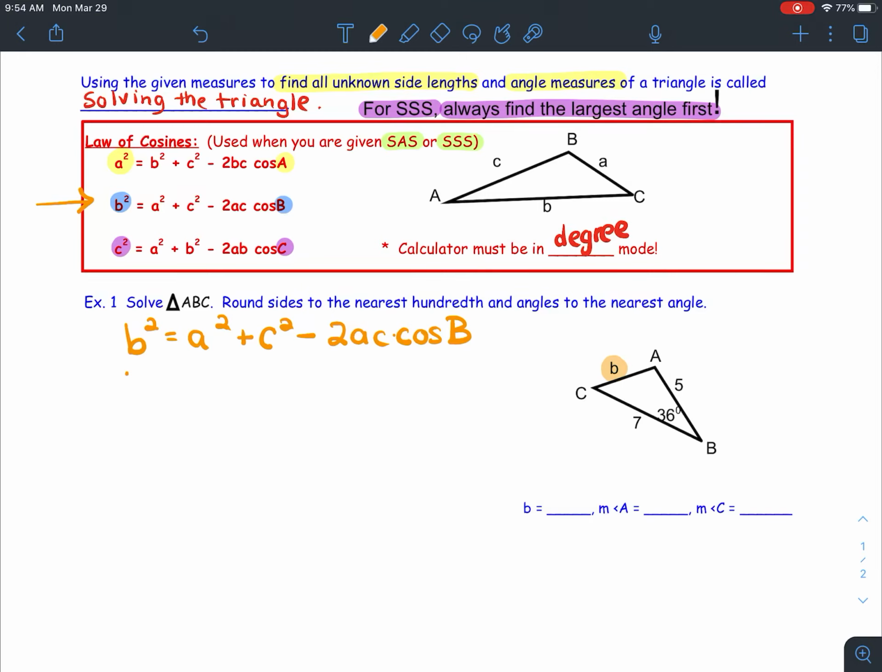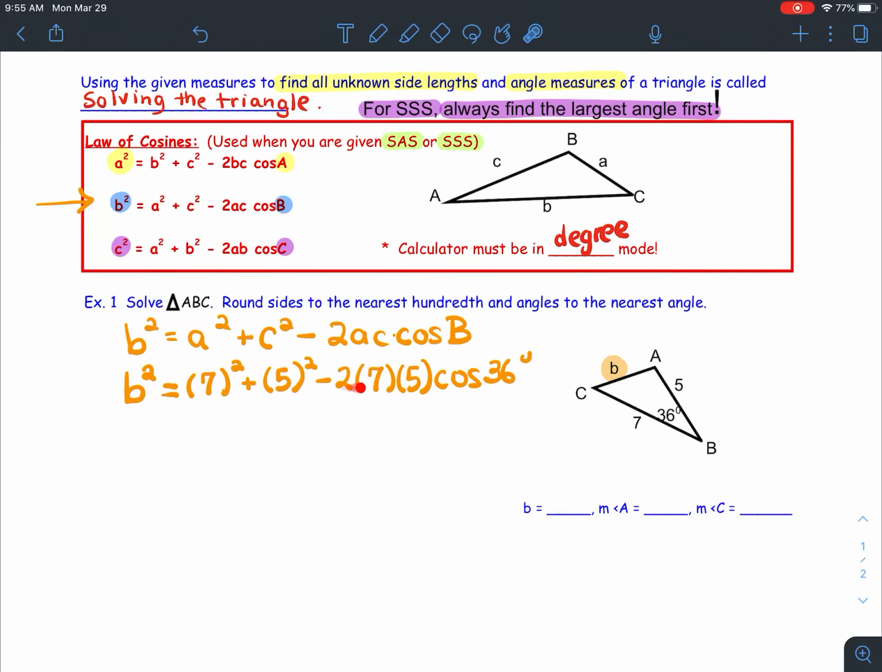Okay, and I'm after finding side B, so I'm putting the b squared on the left side. Everything else I should be able to fill in. Side A is 7, so I'm going to square that, plus side C, that's 5, I'm going to square that, minus 2 times side A times side C, cosine angle B is 36 degrees. You can see on this problem, we have no variables now on the right-hand side.